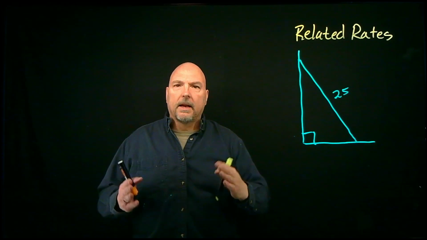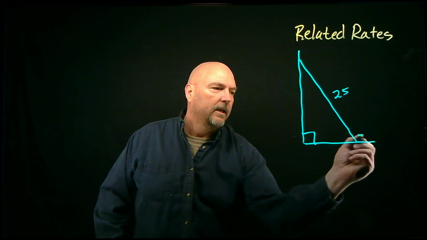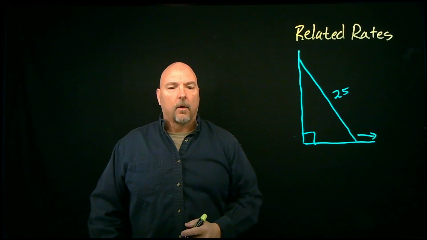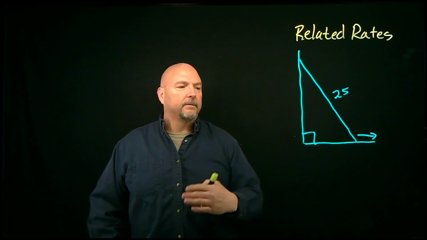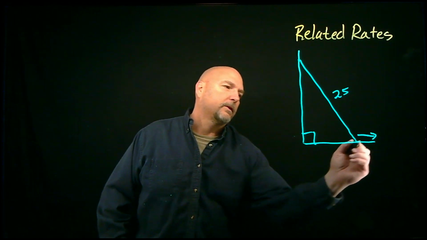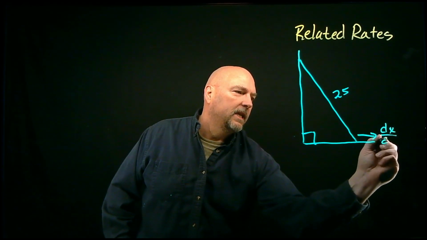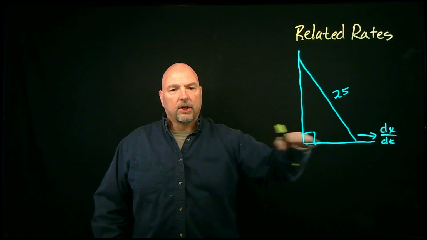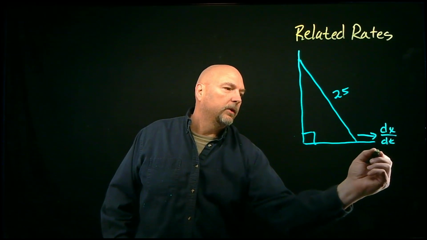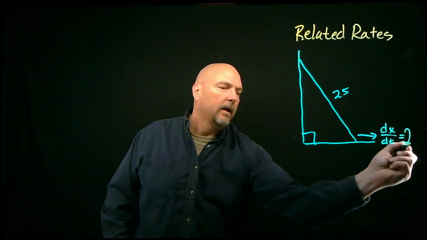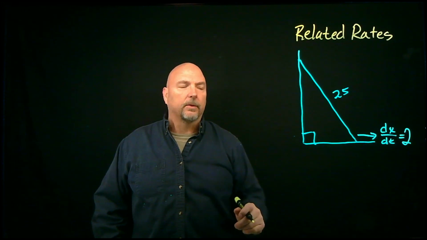So suppose we have a trickster, right? Somebody who's going to come along and slowly pull this ladder away from the wall. And suppose they're going to pull it away at a rate of 2 feet per second, say. So I'm going to write down dx/dt because that's the change in the x direction per second. So that's going to be equal to 2. So dx/dt is 2.